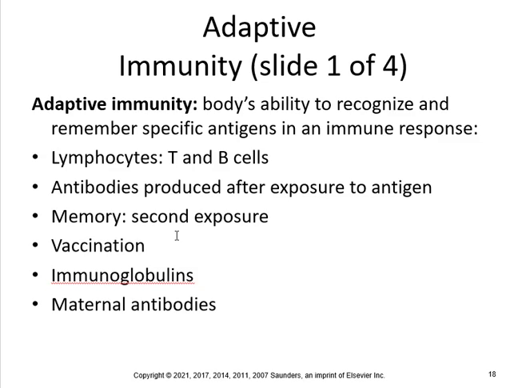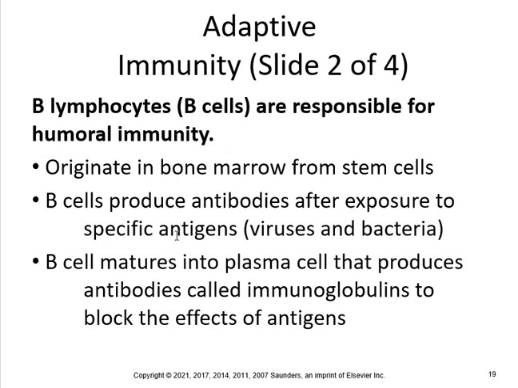Vaccination is good because it introduces your body to a small amount of that virus, so that if you really do come in contact with it, your body will be able to recognize it and tackle it right away. Memory means if you had a virus before and you get it a second time, your body already knows about it, so it will be able to fight it off. And then you have the T and B cells. So that's how your immune system, adaptive immunity, works.